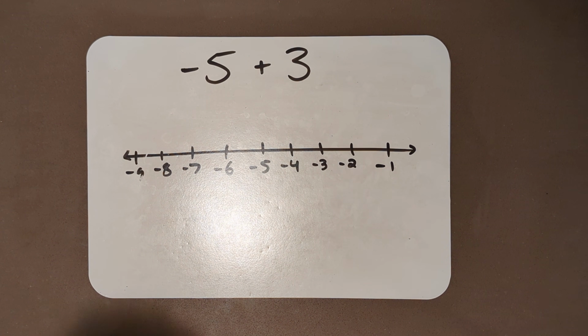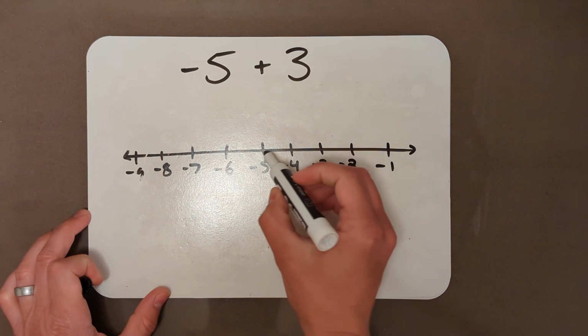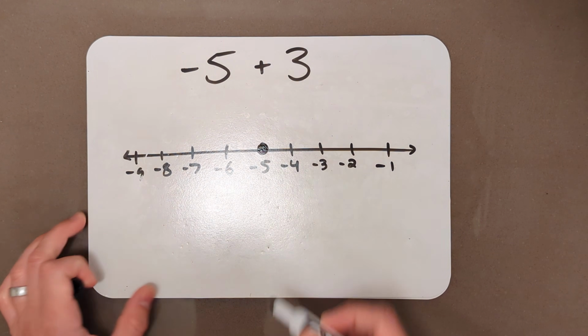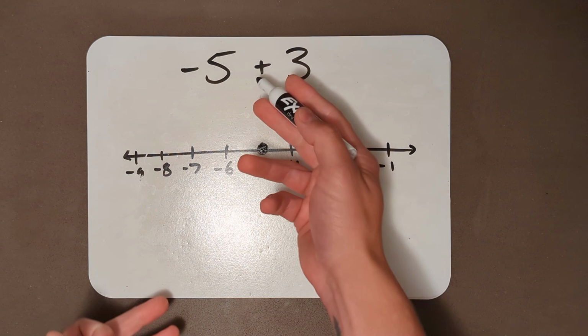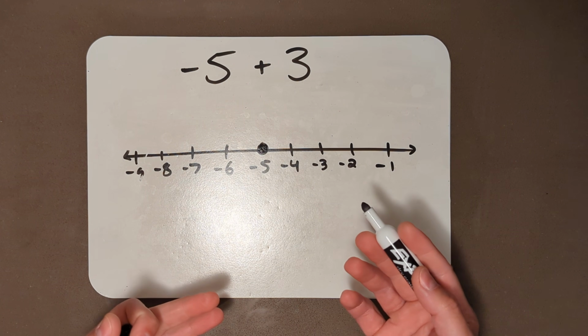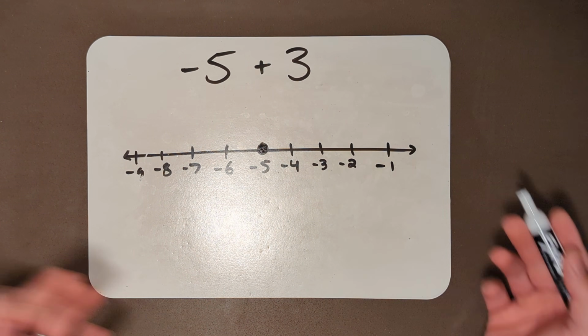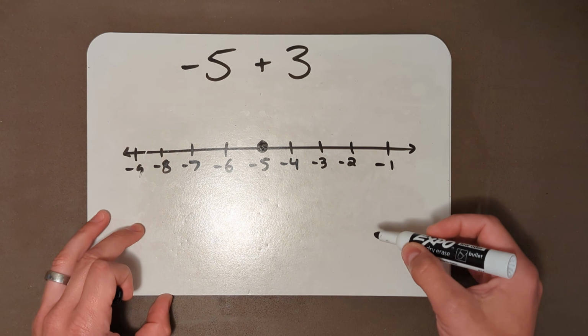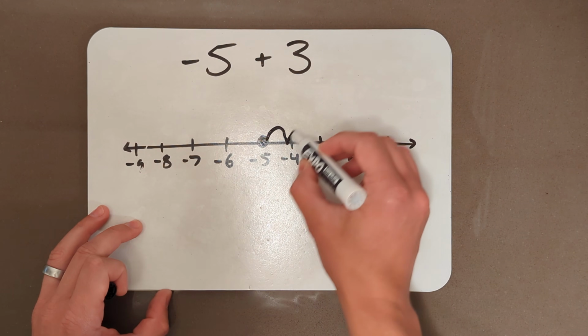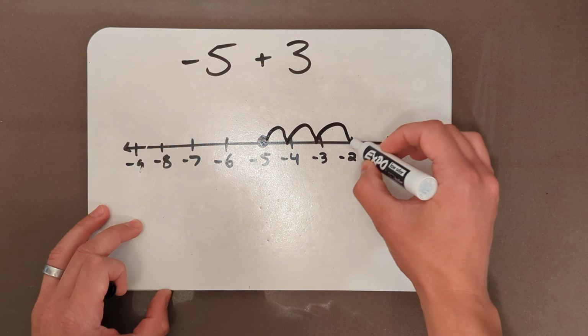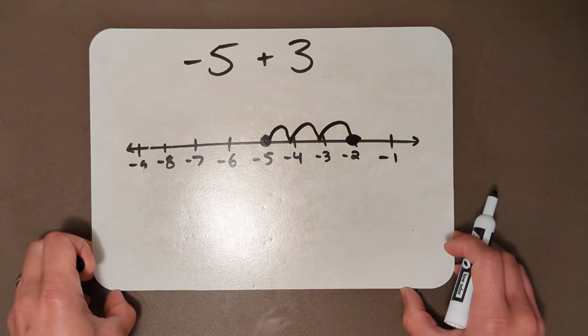Representational model, again, we're going to look at a number line. So we're starting at -5. And here we're just going to add 3. We're not adding the opposite. So when we're adding, we're moving to the right on the number line. So we're just going to do that same thing here. We'll move to the right 3 places and end at -2.